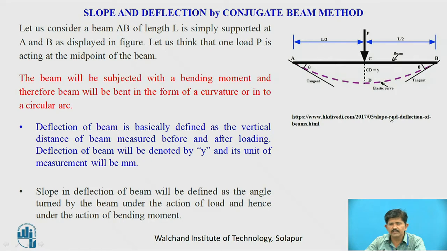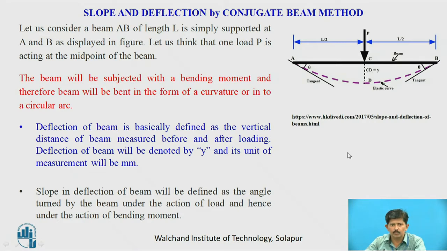Now, what is deflection? Deflection of the beam is basically defined as the vertical distance of the beam measured before and after loading. The deflection of the beam will be denoted by Y and its unit of measurement will be mm. See, this is the original position of the beam and this is the deflected position of the beam. This vertical distance before loading and after loading is called the deflection, which is termed as Y, and it has the measurement unit as mm.